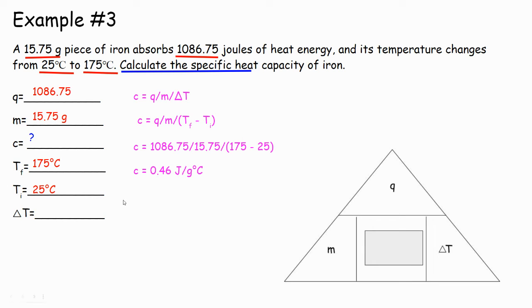This specific heat is specific to every substance. Every substance has a specific heat. 0.46 is iron's. Okay, that's what we're going to be doing on Monday. The first part of it is going to be identifying an unknown metal based on its specific heat. So this is what you're doing then.